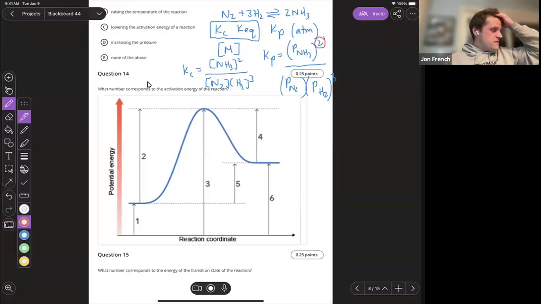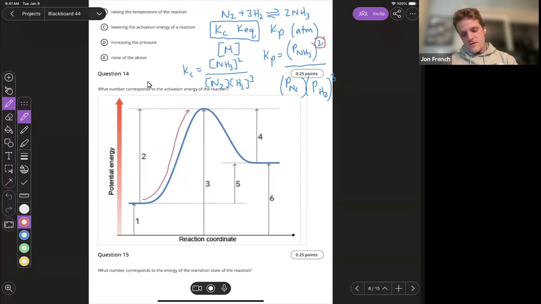Yeah, questions 14, 15, 16, 17, and 19 we have up next, right? What number corresponds to the activation energy of this reaction? Our activation energy is the hill we have to get up and over for the reaction, right? So my activation energy would be number 2. The energy of my transition state, which many of you are choosing for some reason, right?